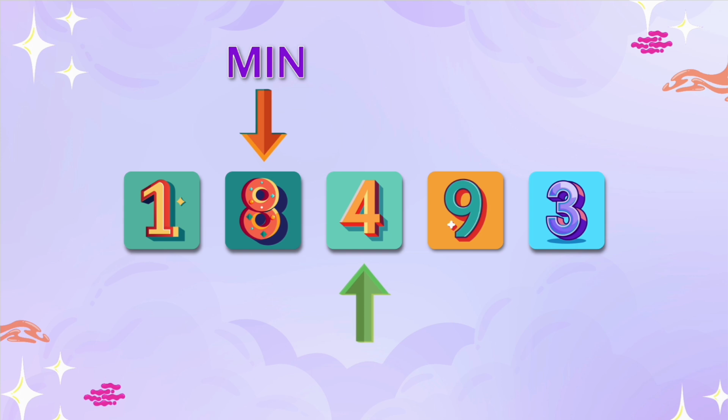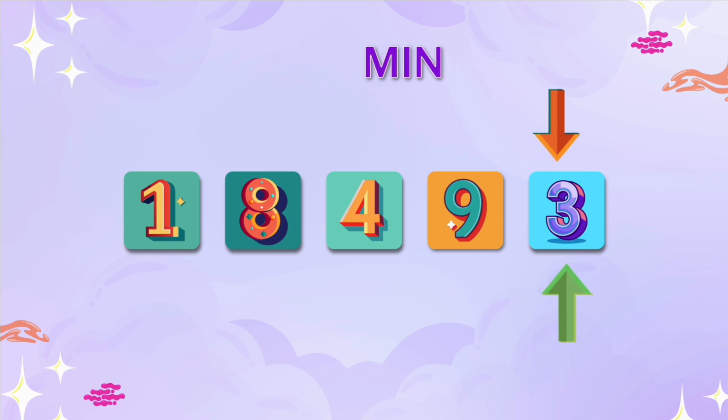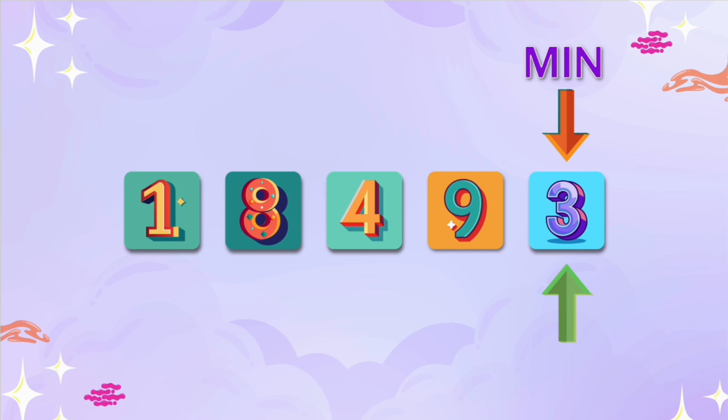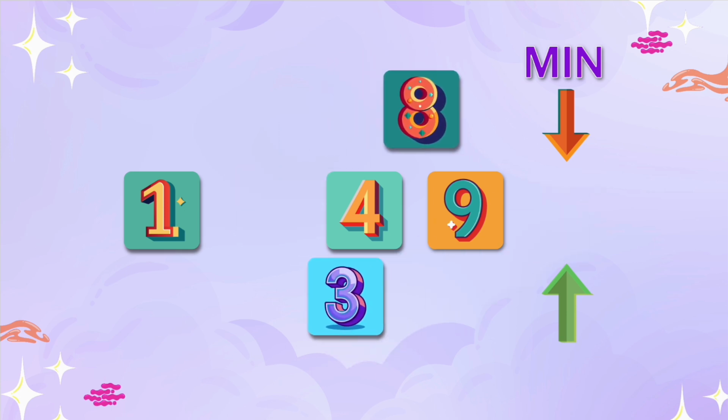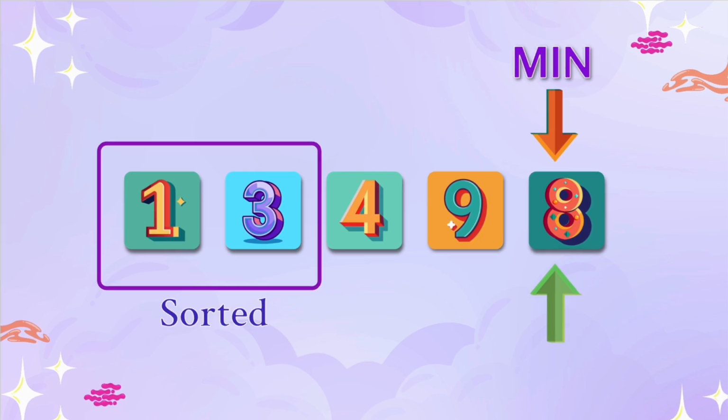8. In the first comparison, we find that 4 is smaller than 8, so we mark 4 as the new minimum. When we continue comparing, we find that 3 is smaller than 4, so we now mark 3 as the minimum. After checking all the elements in the unsorted part, we confirm that 3 is the smallest. We then swap 3 with the second element, placing it in the second position of the array. Now, the first two elements are sorted, and the rest of the array is unsorted.